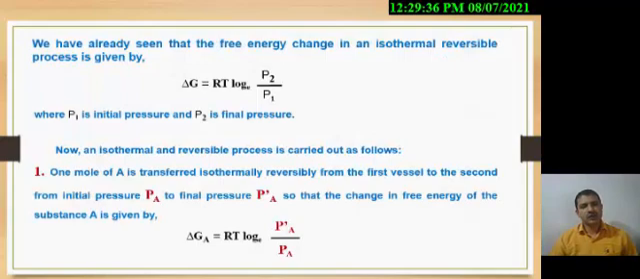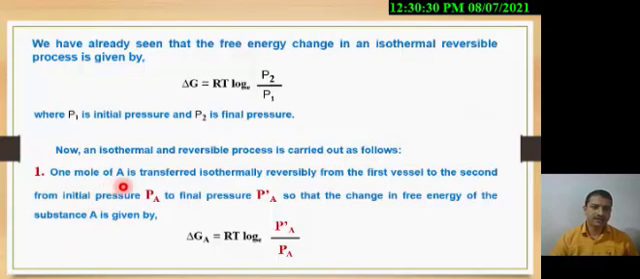In the last lecture we have already seen the free energy change in an isothermal reversible process, where delta G is equal to RT log base e P2 upon P1, where P1 is the initial pressure and P2 is the final pressure. Now an isothermal and reversible process is carried out as follows.